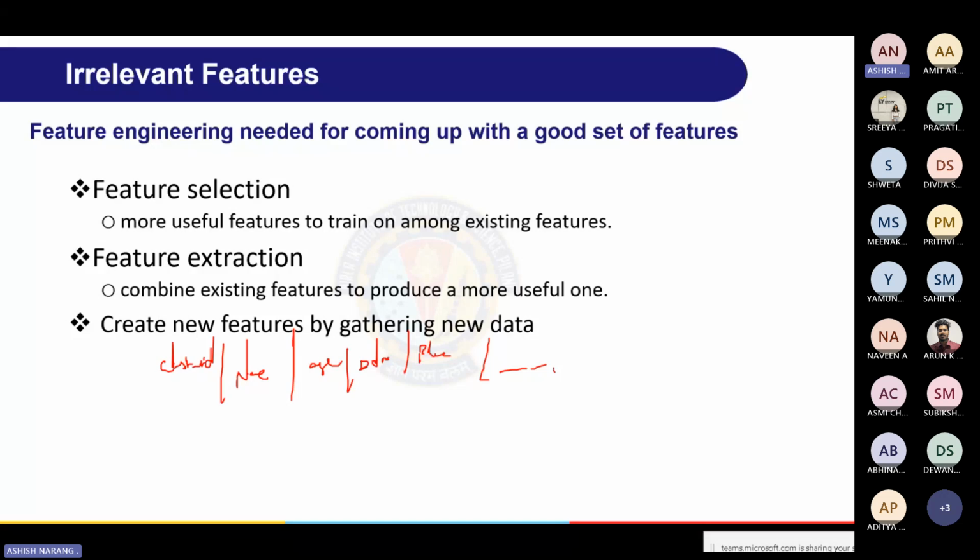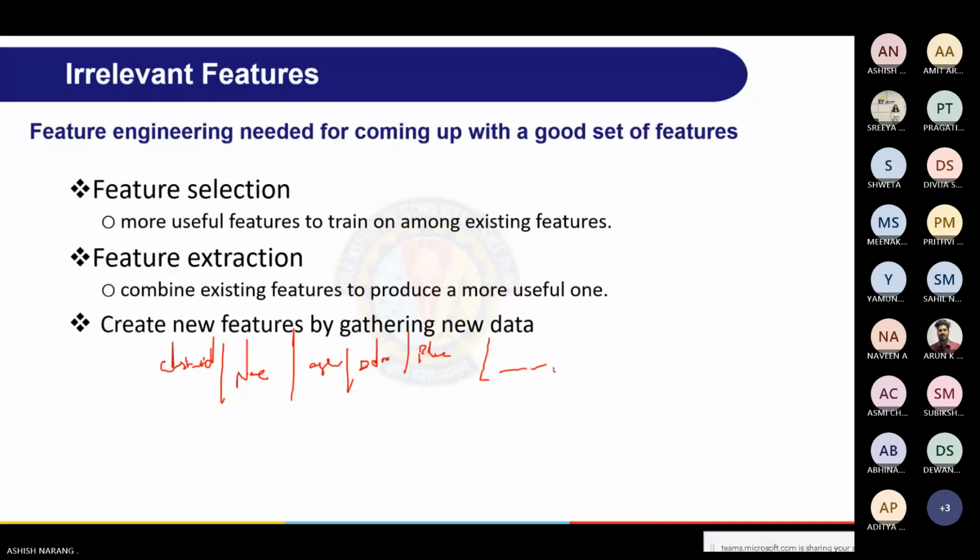Then comes the feature extraction. I'm going to combine the existing features to produce a more useful one. One example I've given you: mass per unit volume is the density, right? So if I have two features, mass and volume, I can come up with a new feature that is density. That's feature extraction I am doing. I can create new features by gathering new data, right?